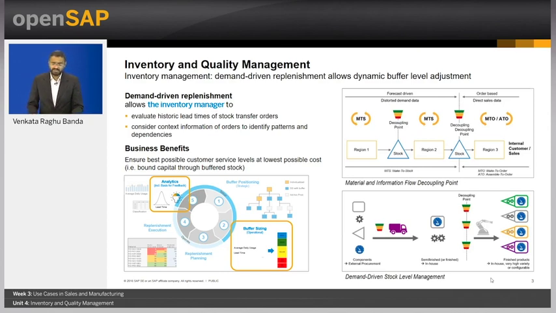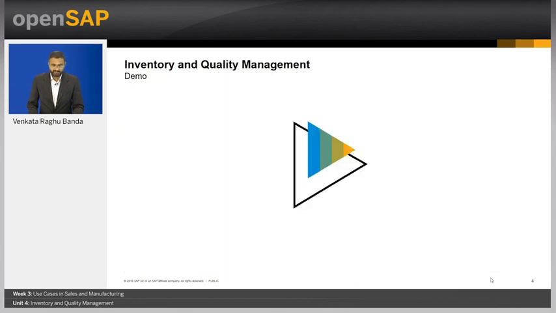I will not go into the details of all this. You can check the slides. This is mainly the material information flow, and then you have the demand driven stock level management, which are pretty much self-explanatory. On the left hand side, you will see the screenshot about the business benefits that we are achieving here. We will go into the system anyway, so you will get to know and we can discuss a bit more.